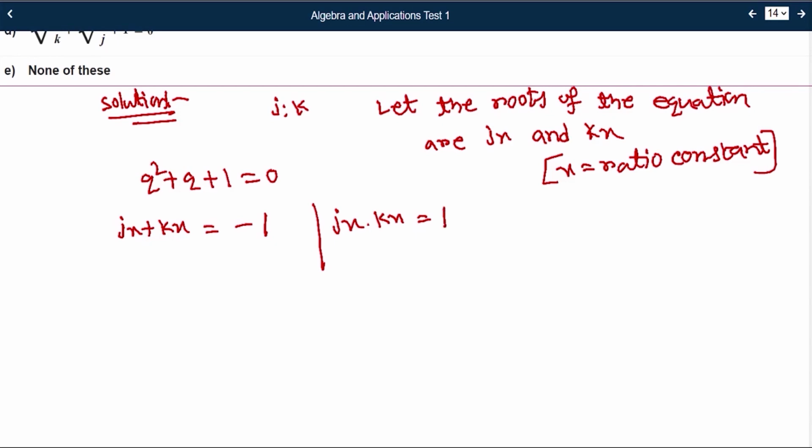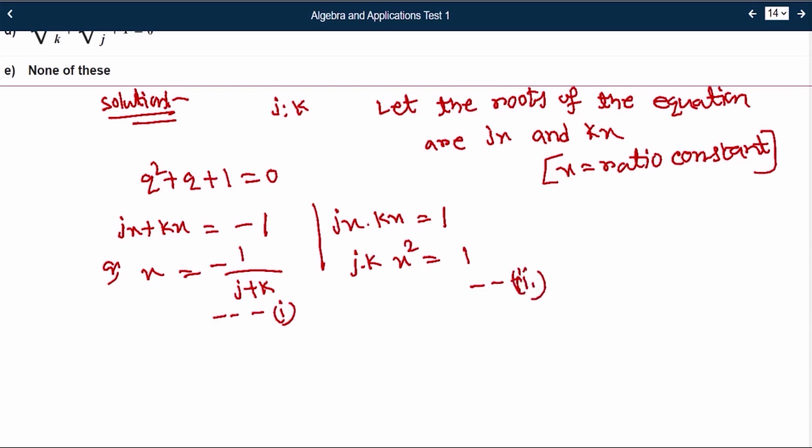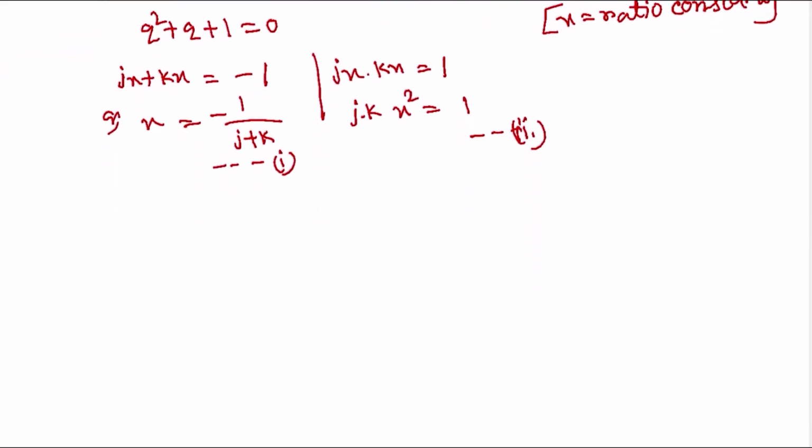That means again 1, right? So from here I can write j plus k equals minus 1, and j multiplied by k equals 1. Now let's name it equation 1 and equation 2, correct? So taking the value from equation 1, I'm going to put it in equation 2. That means it would become minus of j plus k whole square equals 1.